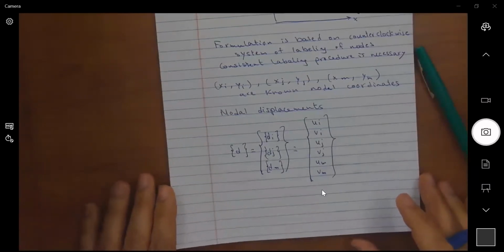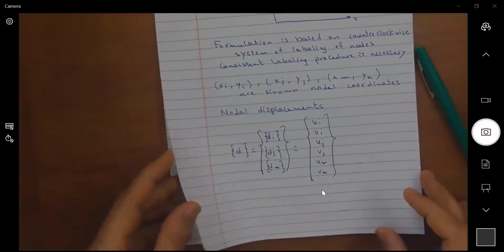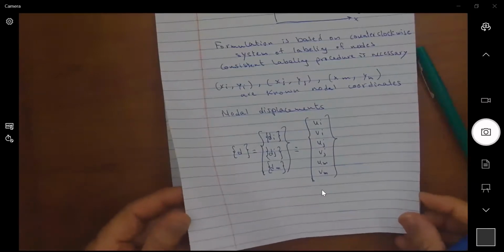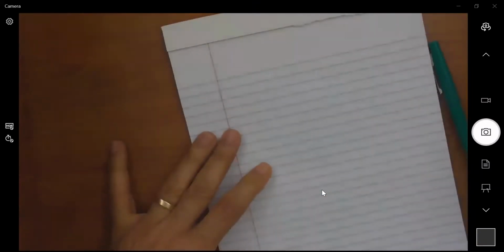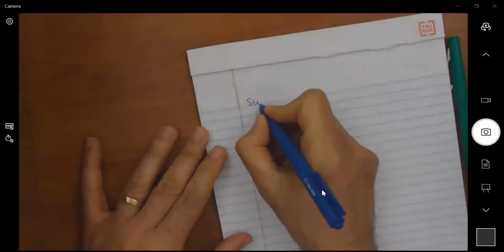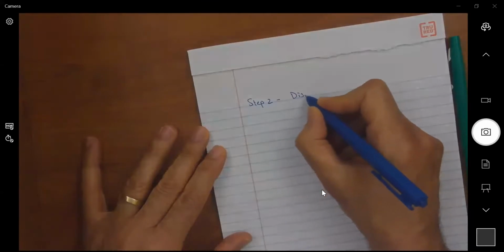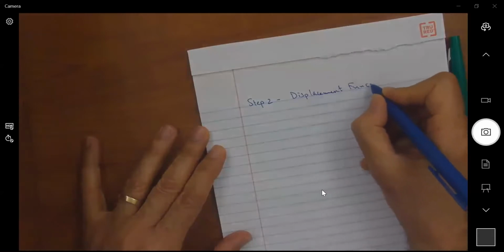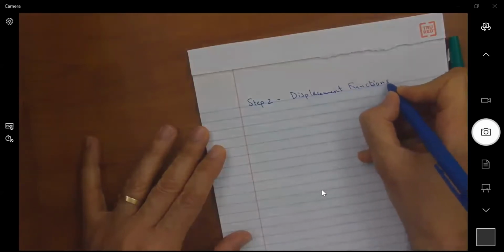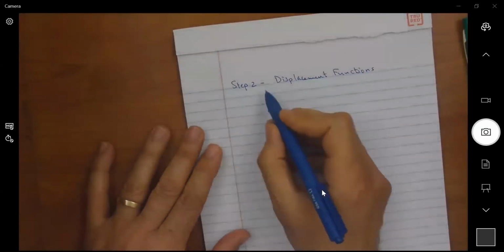So we have selected an element, we discretized the structure, and we defined the element coordinates and the number of nodes and the nodal displacements. Step number 2. Displacement functions. Why functions?